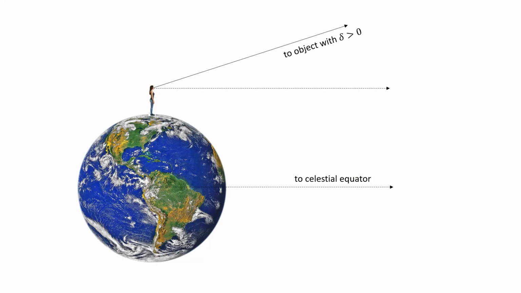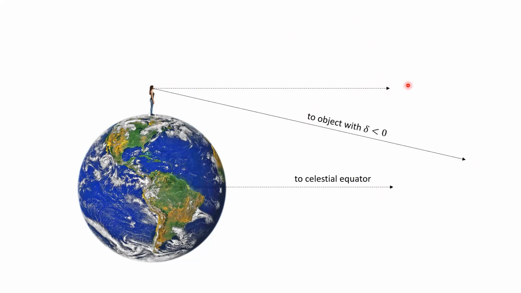If she's looking at an object on the celestial sphere, like a star, that has a positive declination, meaning way out here on the sphere, it's above the equator, then she would have to look in a direction above the forward direction, because this is the direction to the celestial equator. Anything north of that would be above. And if she's looking at anything below the celestial equator, meaning anything with a negative declination, she would have to cast her gaze downwards.